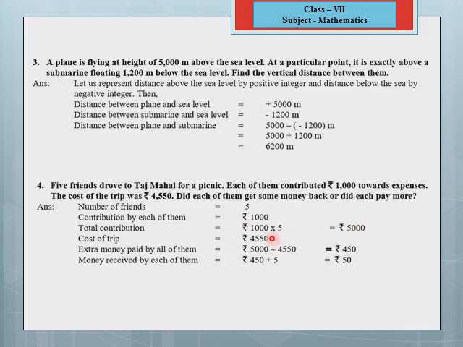Now the cost of the trip is given, 4,550. Extra money paid by all will be 5,000 minus the cost of the trip, that is rupees 450. Money received by each of them will be extra money divided by the number of friends, that is 450 divided by 5, you will get 50.